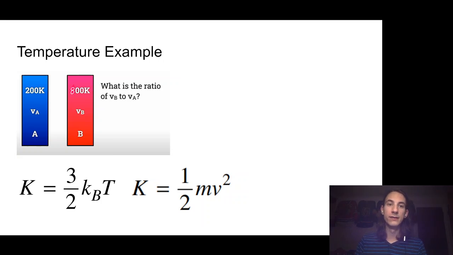And now we're looking at this next question. This one gets a little bit more complicated. What is the ratio of the velocity of the particles in B to the velocity of the particles in A? How could we set this up? How could we do this?